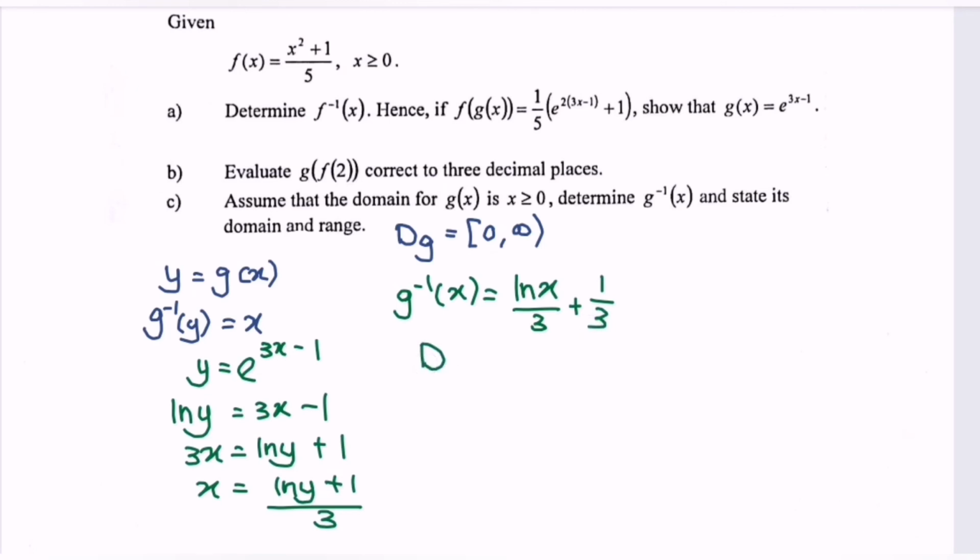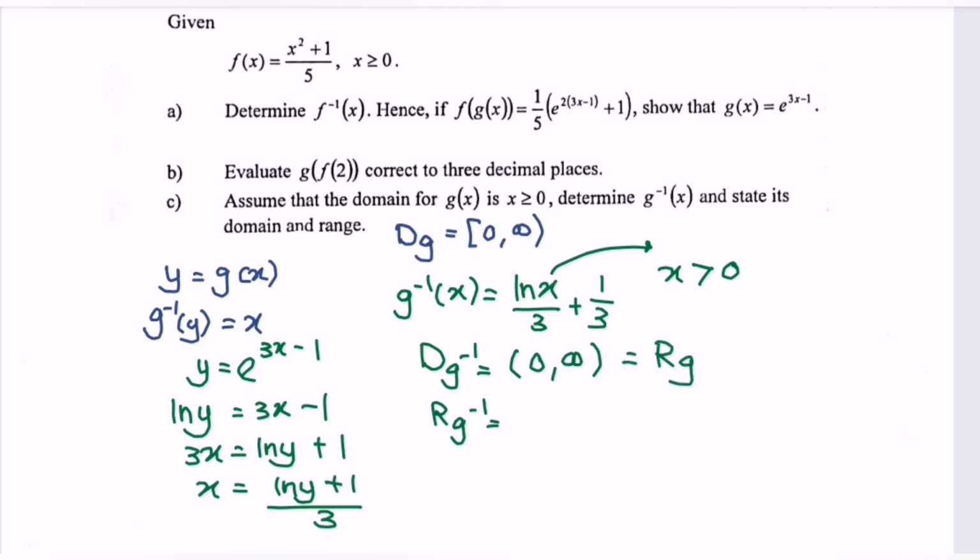The domain for the g inverse: referring to the ln x, x must be greater than 0 because this is a ln. So the domain for the g inverse is 0 until positive infinity. Next is to find the range for g inverse. As we all know, the domain for g inverse is equal to the range for g, and the range for g inverse is equal to the domain for g. So here, the range for g inverse is 0 until positive infinity. That is the solution for part C.